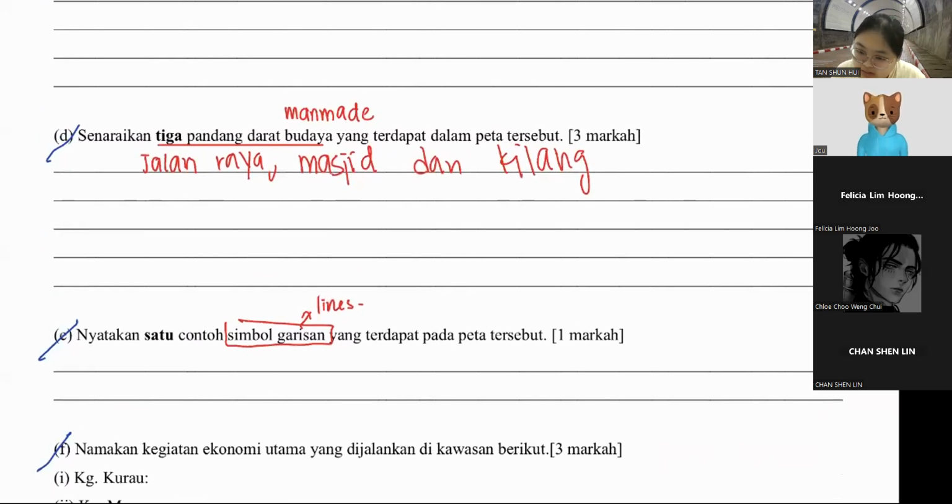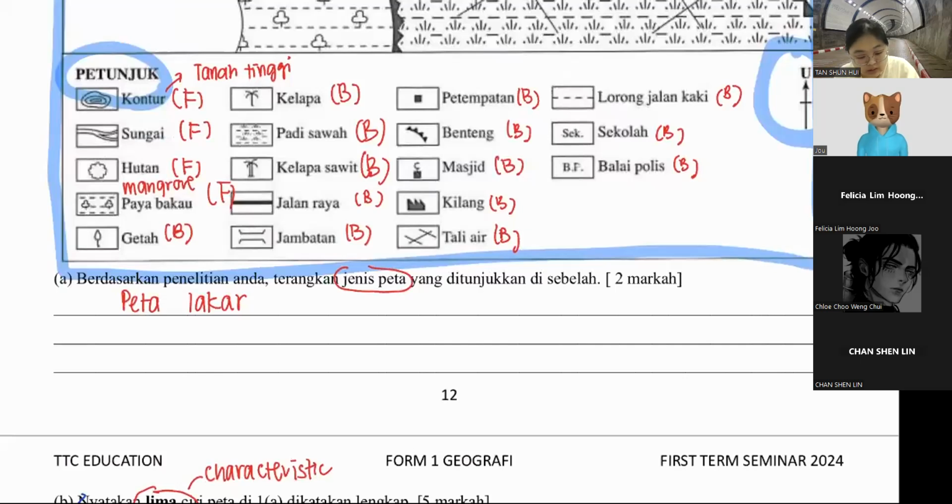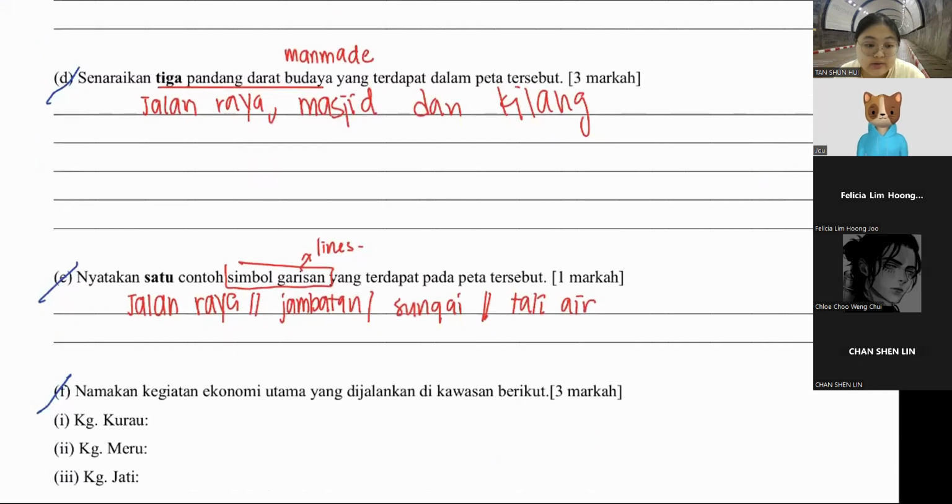Yeah, the just now one is Jalan Raya and Jambatan. Okay, yes, you just read one. Now, actually, other than Jalan Raya, you can write Jambatan, bridge. You can also write your answer is sungai. They are also line ones, not only tali air as well. And also what? Lorong Jalan Kaki. This one, this one, this one, this one, and this one. It's all garisan. Okay, Lorong Jalan Kaki, Benteng. Are you good?